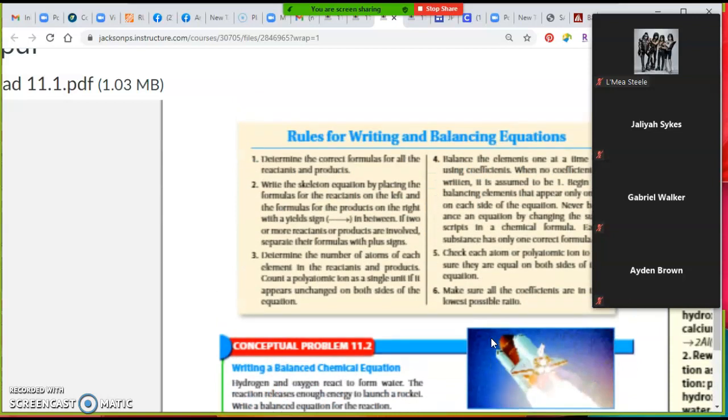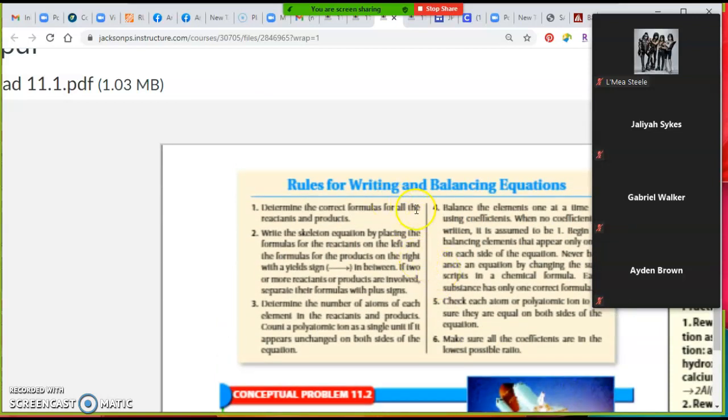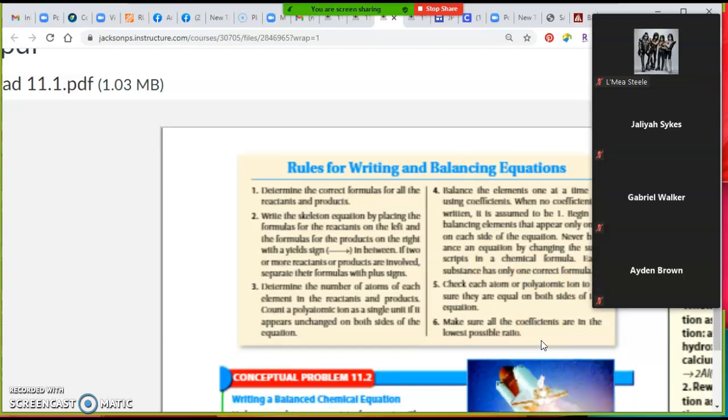So when you're writing the formula, the rules that you'll follow: you determine the correct formula for all reactants and products. Write the skeleton. Things that are reactants go to the left, things that are products go to the right. Write your yield sign. If there are extra reactants or products, you add plus signs in between them. Determine the number of atoms of each. Count the polyatomic atom units, and then balance your equation. Make sure your polyatomic ions are equal on both sides and make sure that all the coefficients are in the lowest possible ratio.